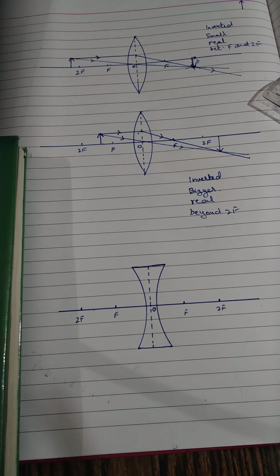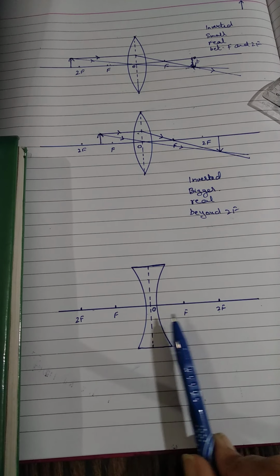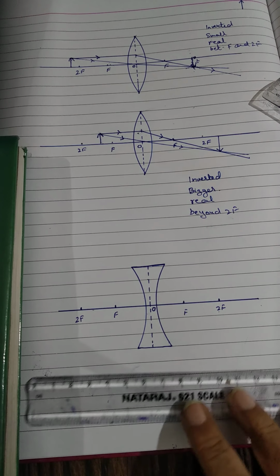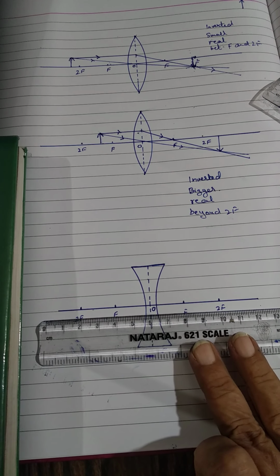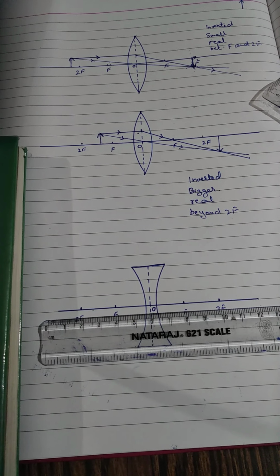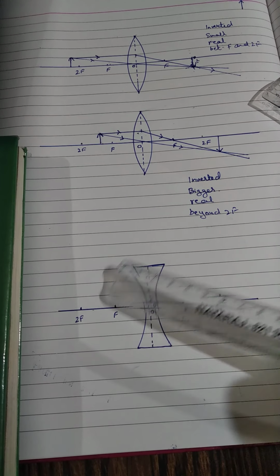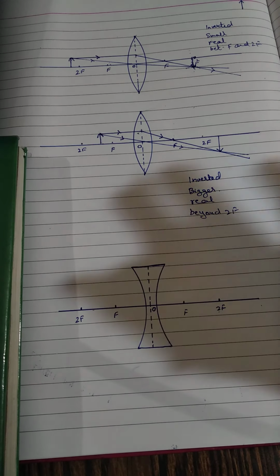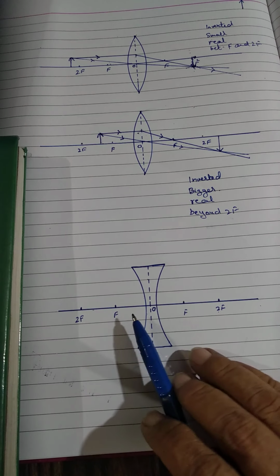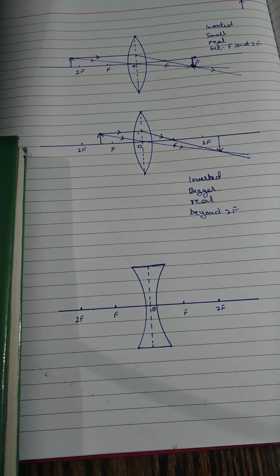Let me remind you again that when you are marking these points, use a scale to mark them at equal distance. If they are not at equal distance, the diagram will not be correct. So, please be careful. I am reminding you again and again that these four distances should be the same.